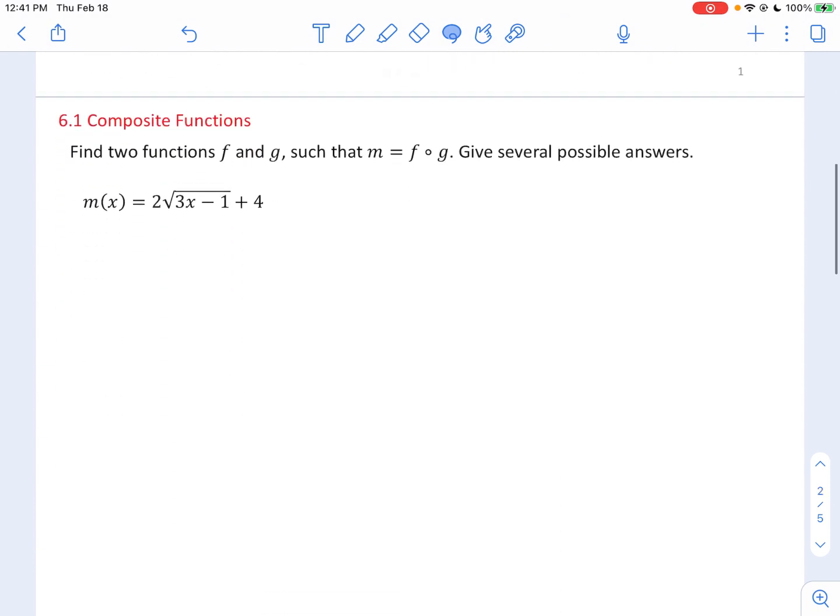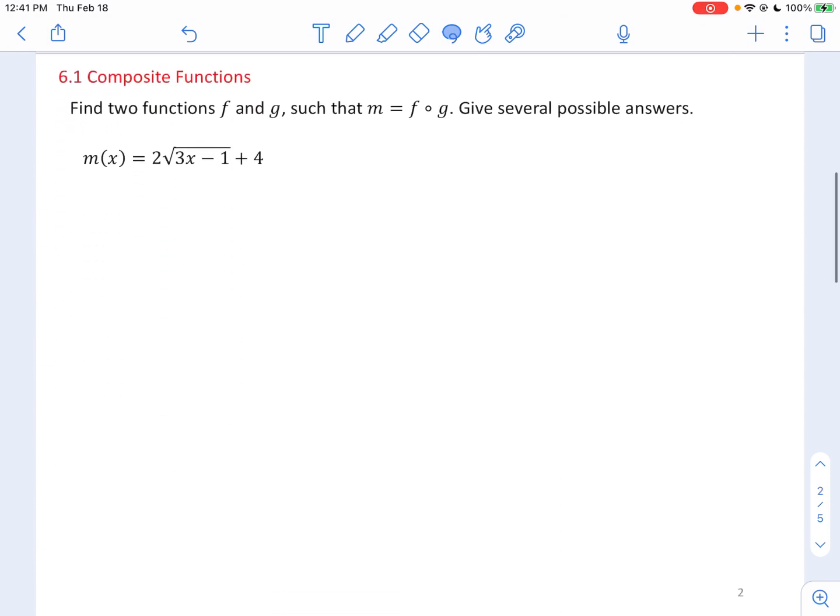Next slide. Find two functions f and g such that m is equal to f of g. Give several possible answers. Okay, so m is the result of doing a composition. We just want to figure out what was plugged into what. And there's lots of ways to do this.